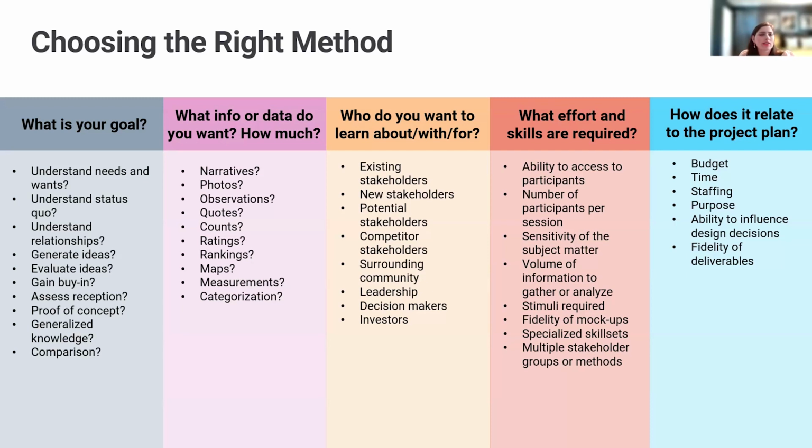The next is, what information or data do you want and how much of it? So what is going to be the right level of detail that you need to go into so that you can feed that into your design process and make an informed decision? Who do you want to learn about, with, or for? So those are kind of 3 different ways to think about it. Depends on who your audience might be or who may be working with you in order to do the research.